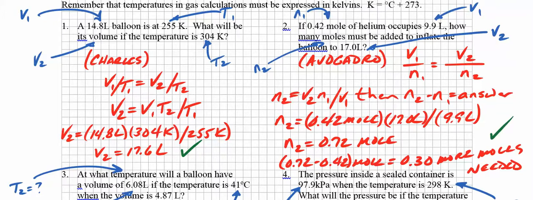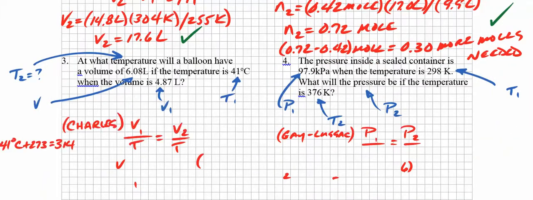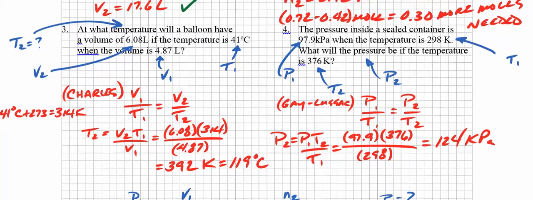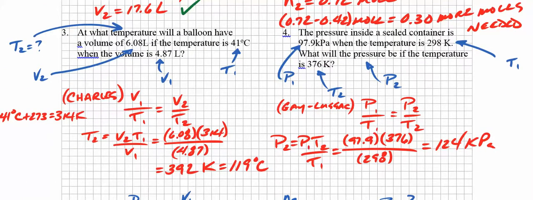Let's go to number 3 now. Number 3 says, at what temperature will a balloon have a volume of 6.08 liters if the temperature is 41 degrees Celsius when the volume is 4.87 liters? So T2 is what we're looking for. V2 is the 6.08 liters. V1 is 4.87 liters, and T1 is 41 degrees.